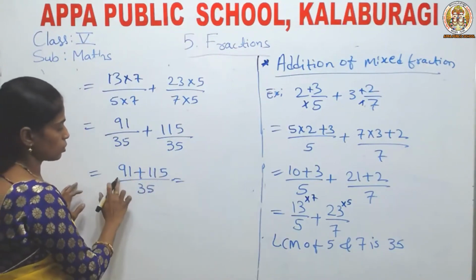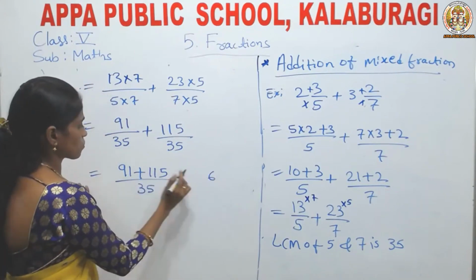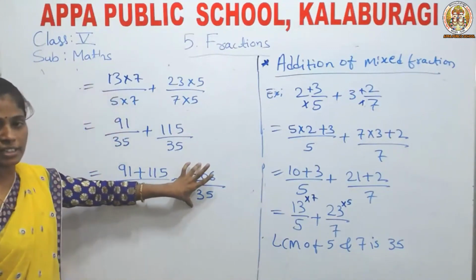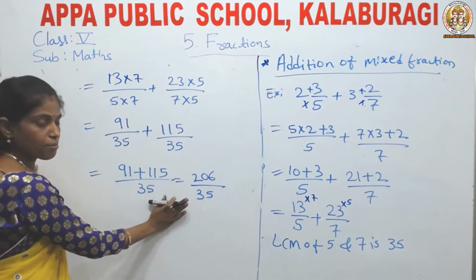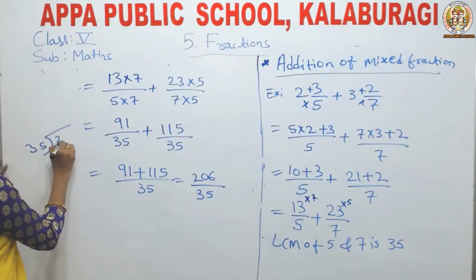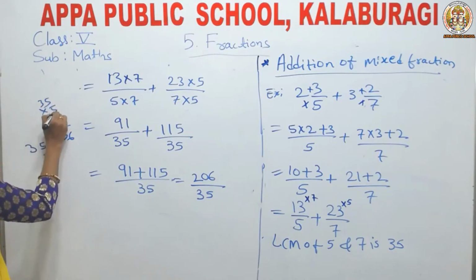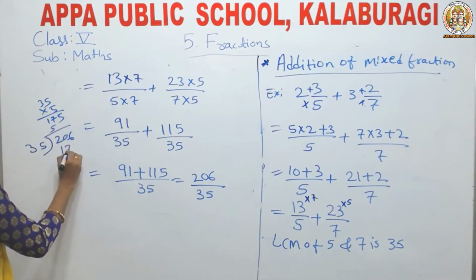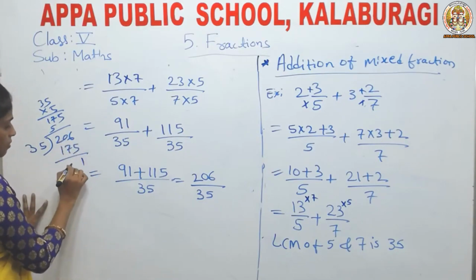Now 91 plus 115 divided by 35. Now add this: 5 plus 1 is 6, 9 plus 1 is 10, carry 1, 1 plus 1 is 2, so 206 divided by 35. This one, write in QRD form. Here is an improper fraction; to make it a mixed fraction, divide 206 by 35. Which number can multiply 35? 35 fives are 175. 6 minus 5 is 1 and 10 minus 7 is 3.